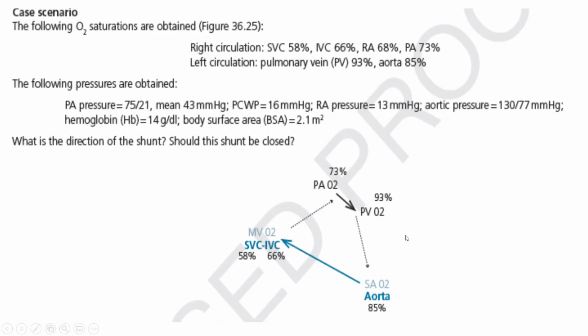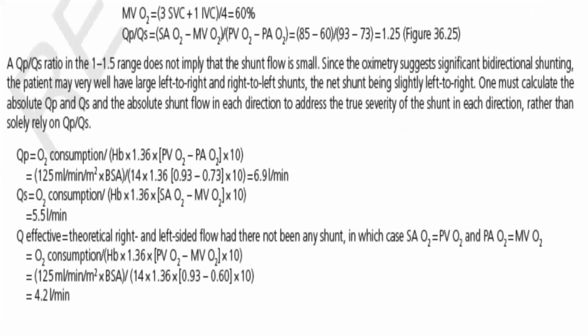So in that case, you use 93% minus 60% for the calculation. There is no step down, no step up. Those are your two values used in the Q effective flow. No right to left, no left to right shunt. And that comes up to 4.2. Keep in mind that if you don't have a right to left shunt, Q effective is equal to QS, because PVO2 is equal to SaO2. But anyway, we have a right to left shunt here.